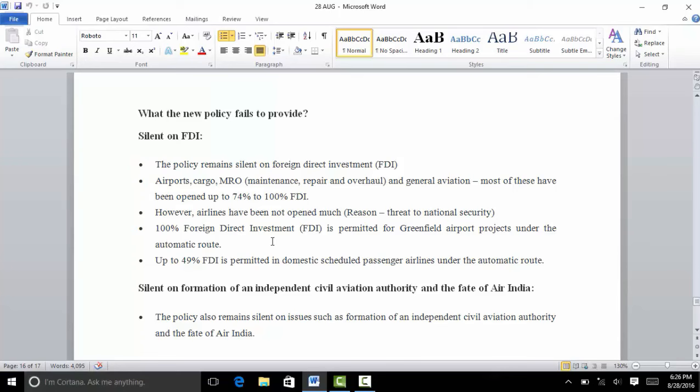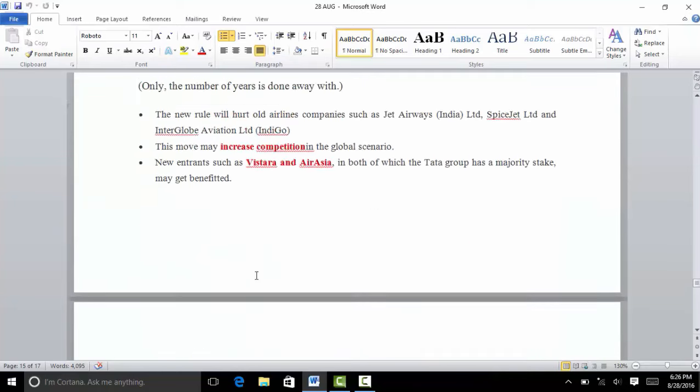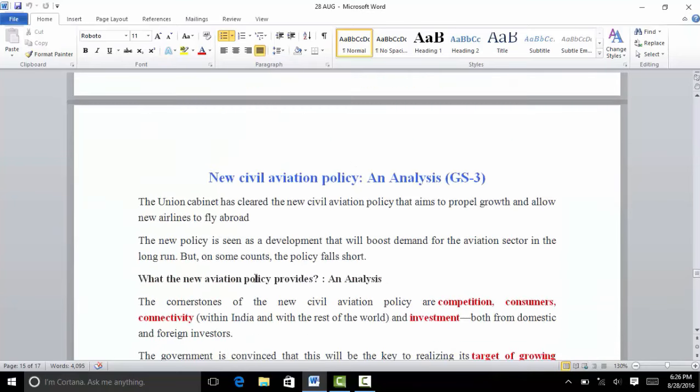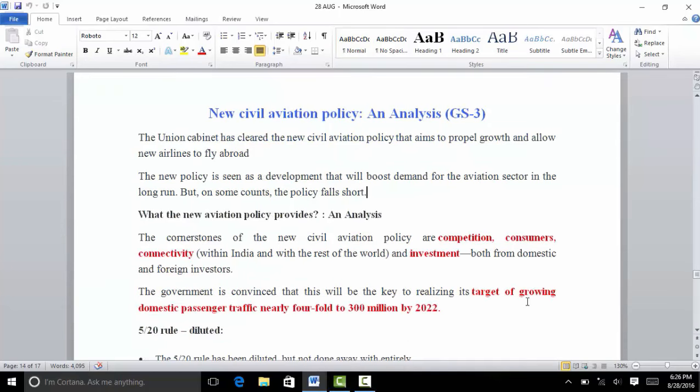So if at all it's asked, there will be a direct question about civil aviation. So remember the important points and at least two or three criticisms. And especially remember this 3C plus I, you can start with that, the stated goal.